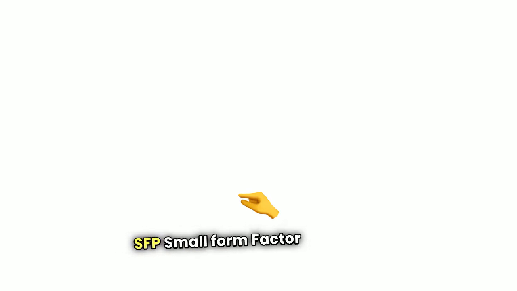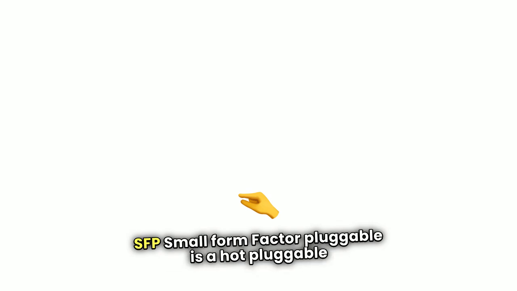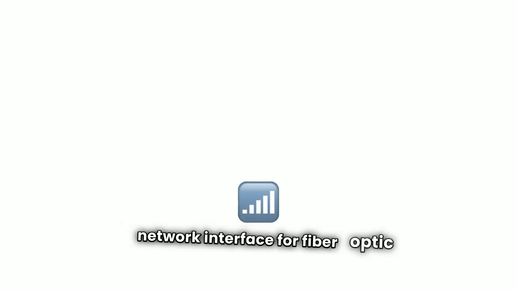Critical in enterprise IT environments, KVM, keyboard, video, mouse ports are used to control multiple servers. SFP, small form factor pluggable, is a hot pluggable network interface for fiber optic or Ethernet cables. RJ48 is similar to RJ45, but used for T1 and E1 lines.